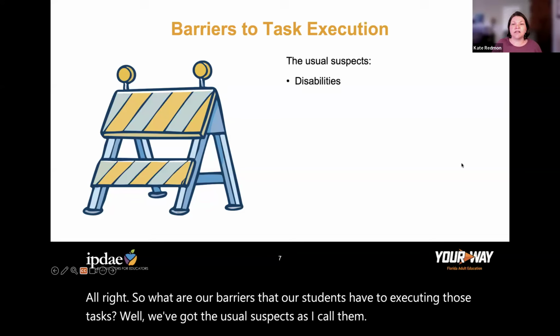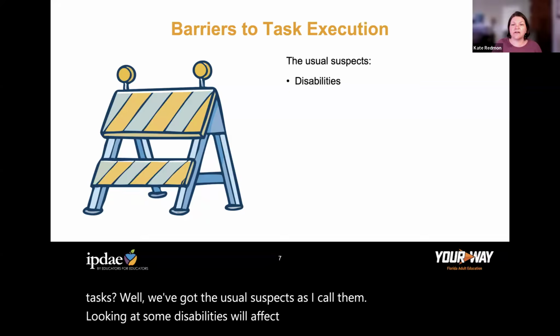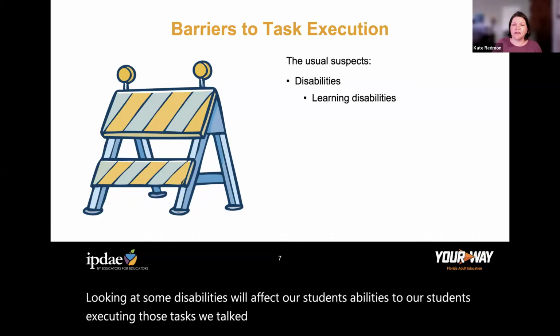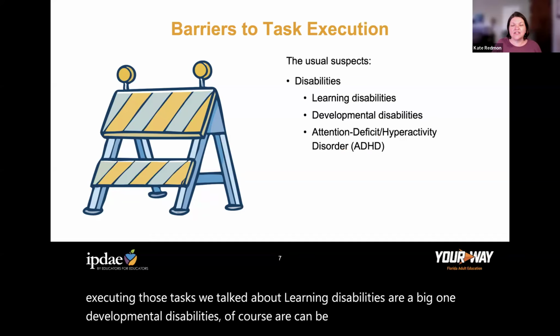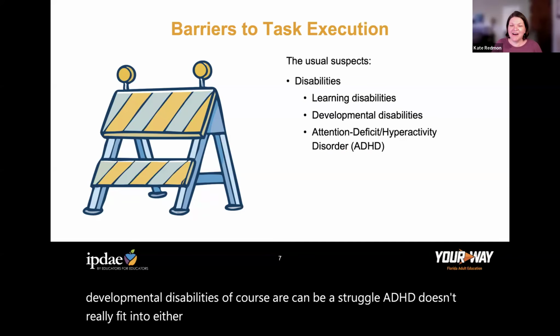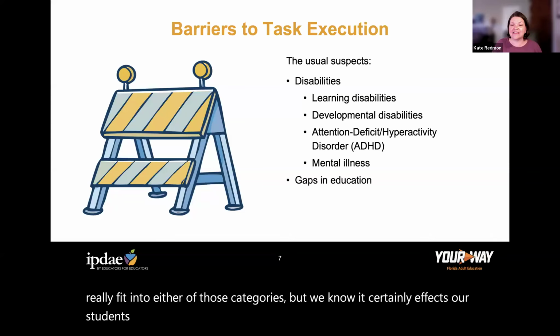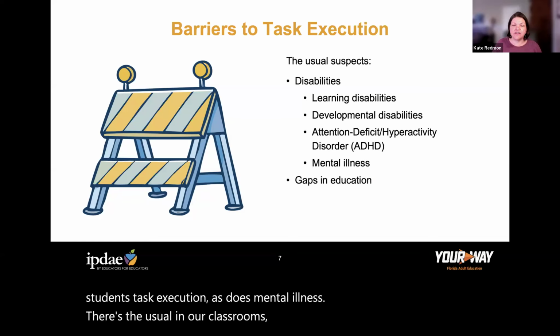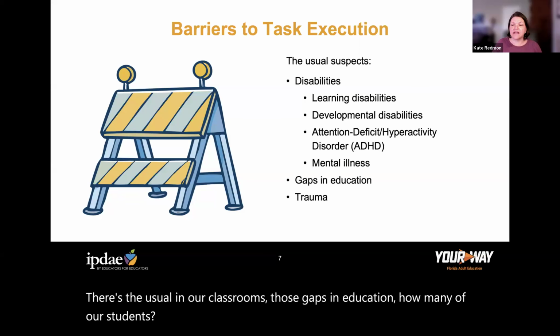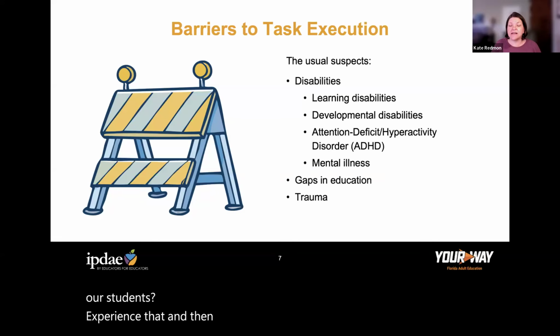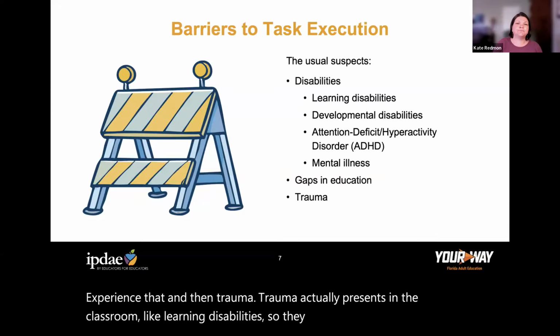Looking at some disabilities that will affect our students' abilities to execute those tasks we talked about. Learning disabilities are a big one. Developmental disabilities, of course, can be a struggle. ADHD doesn't really fit into either of those categories, but we know it certainly affects our students' task execution, as does mental illness. There's the usual in our classrooms, those gaps in education, how many of our students experience that. And then trauma. Trauma actually presents in the classroom like learning disabilities. So they behave very similarly.